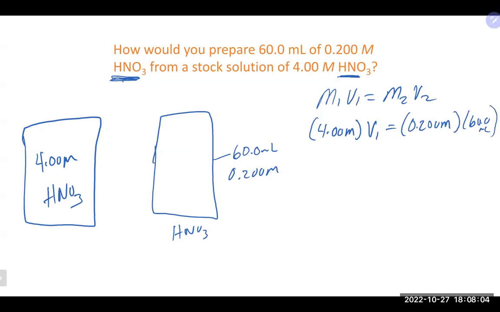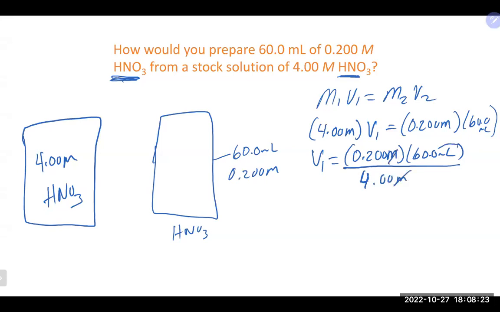Again, if you wanted to, you can convert it to liters, but in this case, it will work out okay. When we solve for V1, we will end up with 0.2 molar times 60 milliliters divided by 4 molar. Our molarities cancel. So because we left it in milliliters, our answer will be in milliliters in this case. And that gets us 0.2 times 60 divided by 4, which gives us 3 milliliters of nitric acid here.